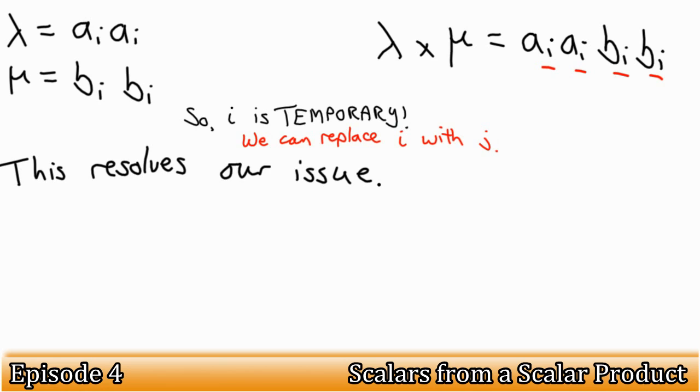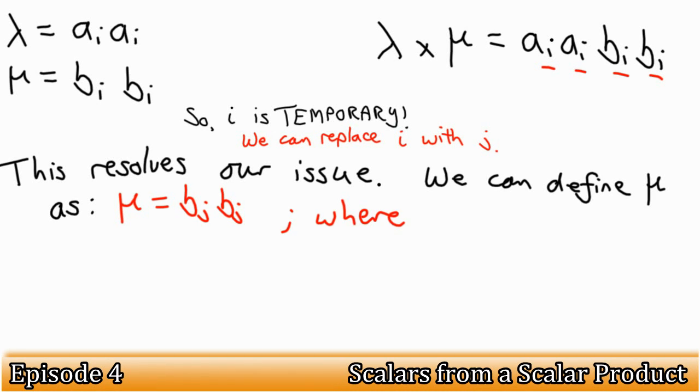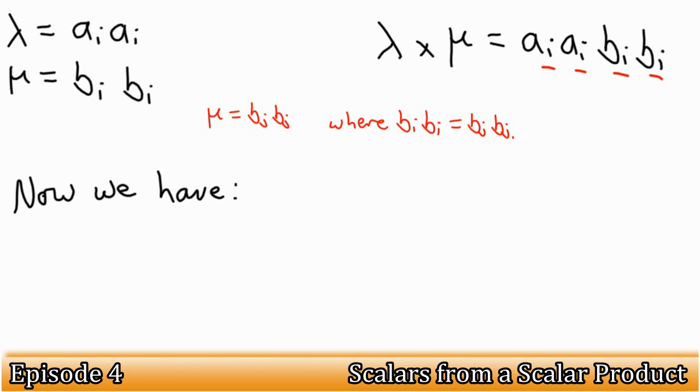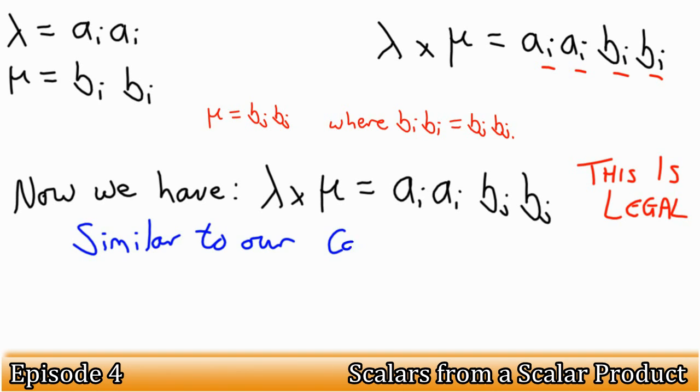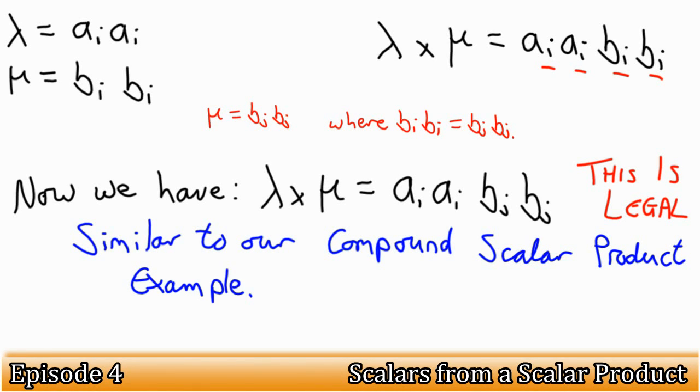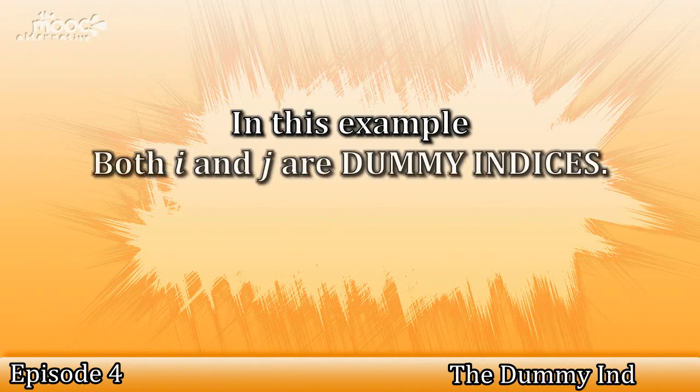Let's take a look at our revised mu. B_i B_i represents the exact same thing as B_j B_j. So, now if we multiply lambda by mu, we get lambda times mu is equal to A_i A_i B_j B_j. This is perfectly legal and very similar to an example of a compound scalar product that we saw in the last video. So in this example, both i and j are dummy indices.